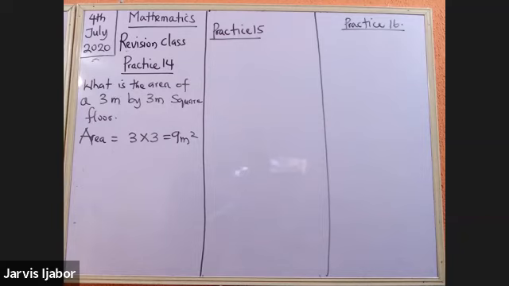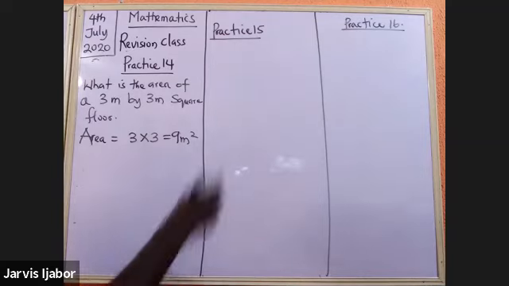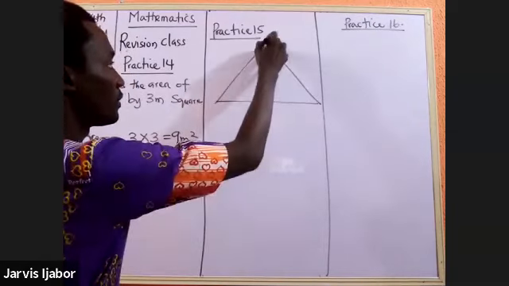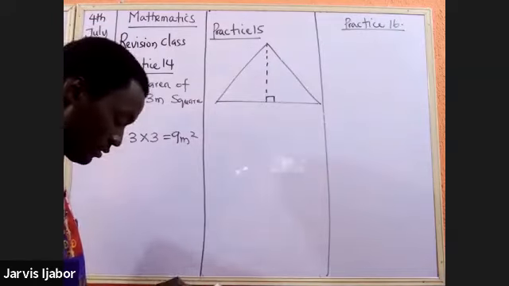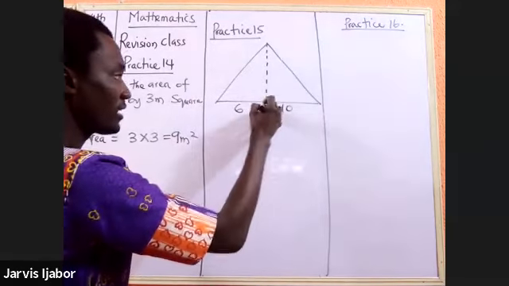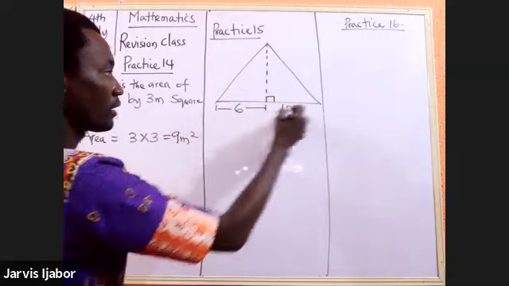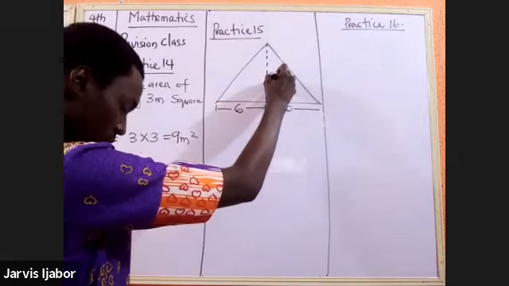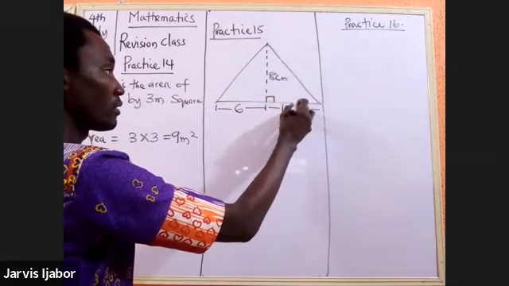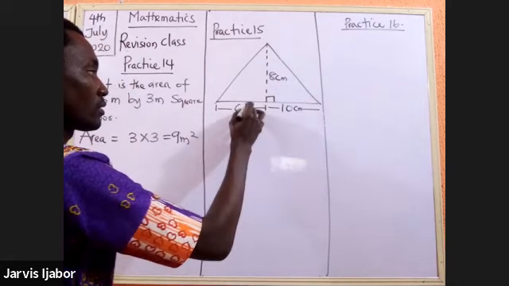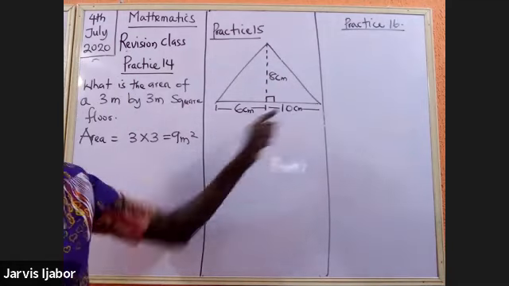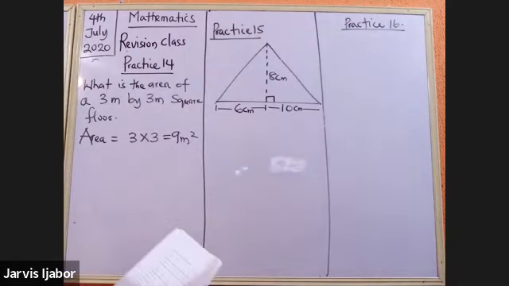The next question says, find the area of the triangle. Now, this is a triangle given. This is 6 cm, this is 8, this is 6, this is 10. Now you are told to find the area of the triangle. What is area of triangle?